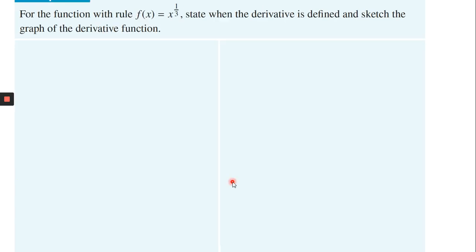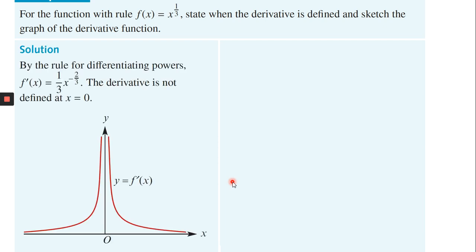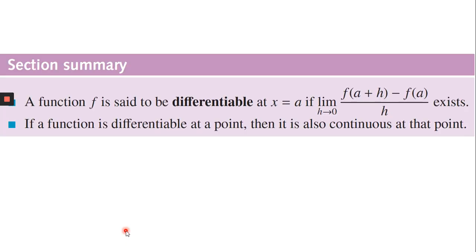Okay, got a bit of an annoying function there. State when the derivative is defined and sketch the graph of the derivative function. So if we differentiate that times that, take away our power, here's our graph, and we can clearly see that there's no derivative when x equals 0.